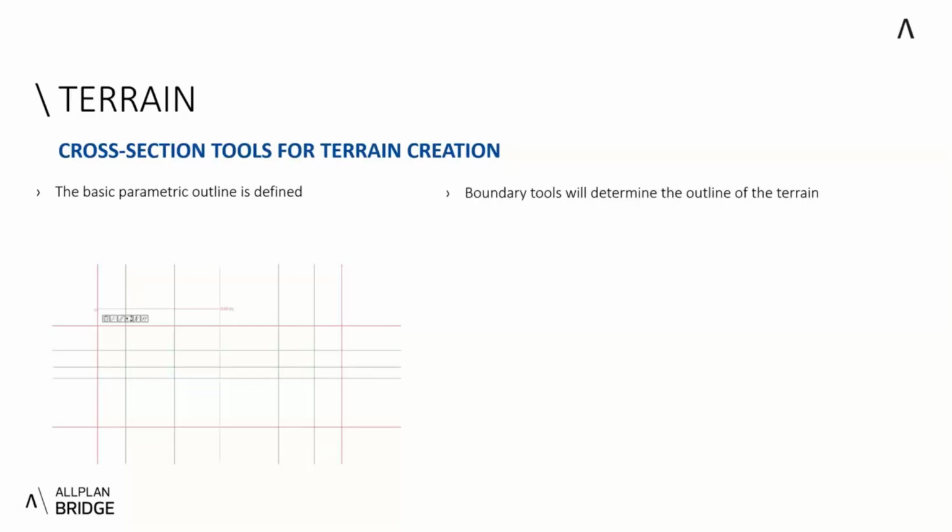Of course, what we also need to do, what we do with our bridge project, is make use of our boundary tools, which will determine the outline of the terrain. So for this, we use the boundary tool. We know we have two or more possibilities how to place these boundaries. So we just use the standard one that we're also using for bridge projects.